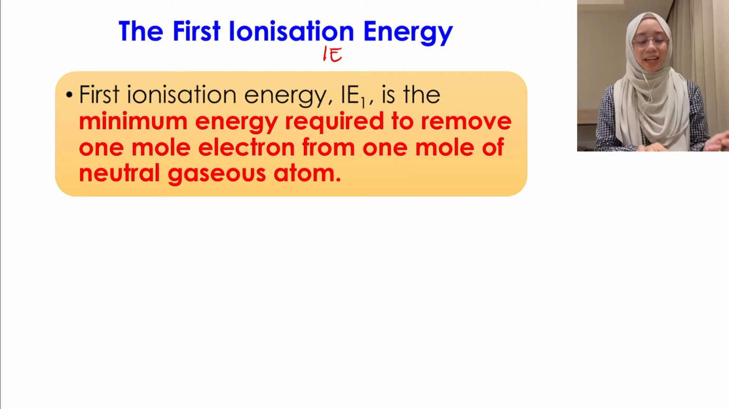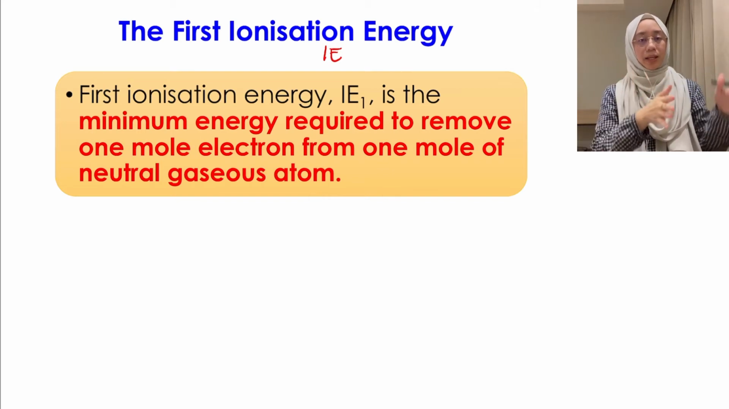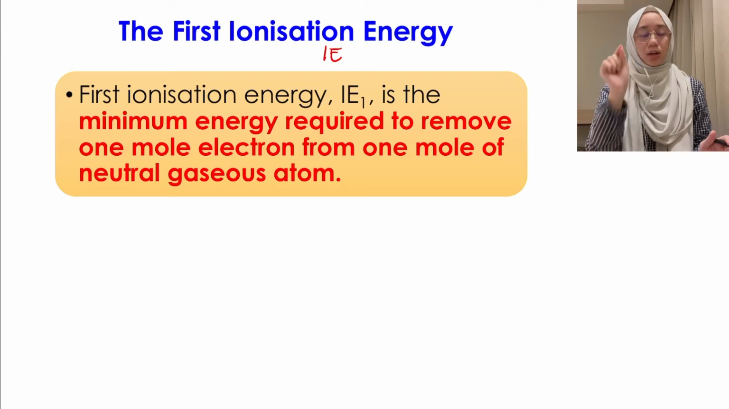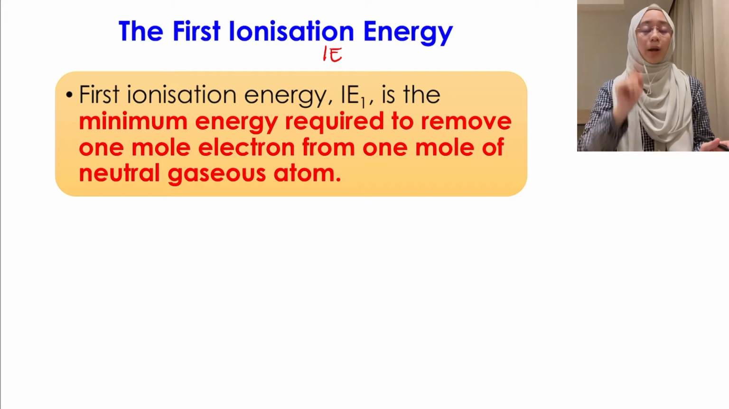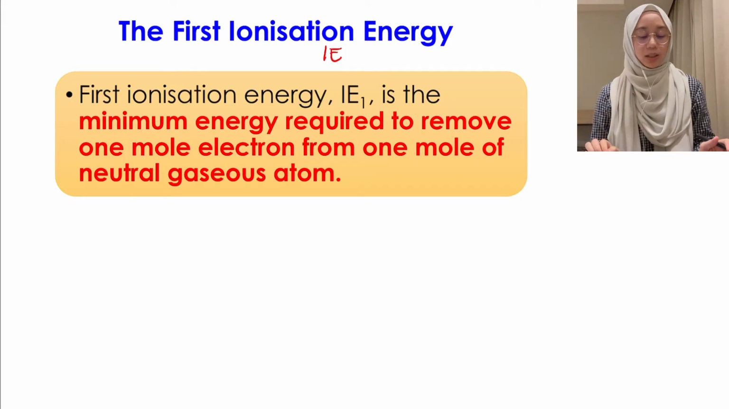Okay, tapi ayat dia akan berubah lah. Dia bukan yang 1 mole of electron from the gaseous atom dah. Dia akan daripada gaseous ion dia pula dah. So ionization energy ni ada banyak, tapi specifically we are just focusing on the first ionization energy, where first ionization energy is the minimum energy required to remove 1 mole of electron from 1 mole of a neutral gaseous atom. Okay, specifically daripada atom dia.